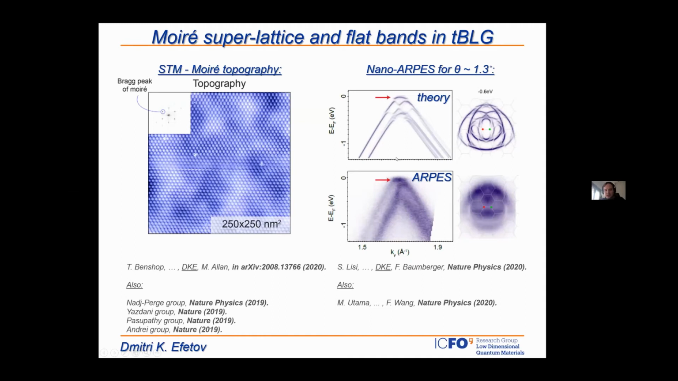And as you can see, in recent ARPES experiments led by the Felix Baumberger group, these things are also observed. Of course, everything is smeared and blurry in ARPES experiments, but nevertheless, we clearly observe these flat bands, and we clearly observe the band gaps which are also formed in the system.